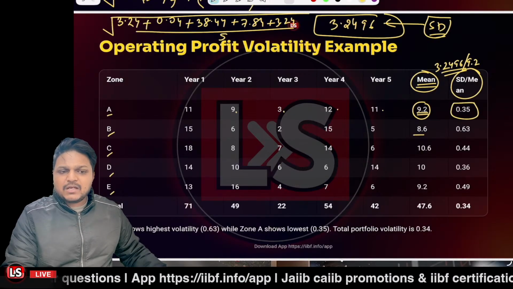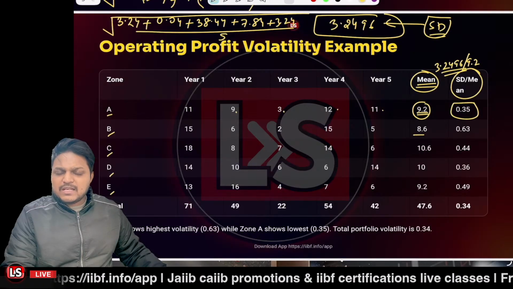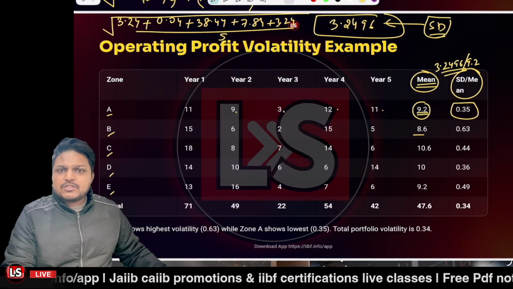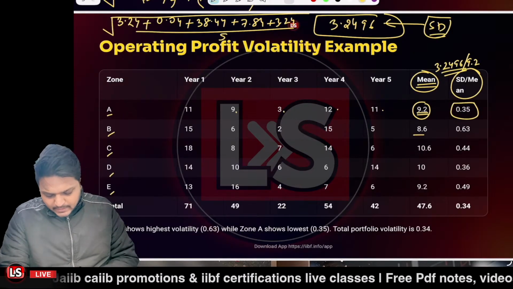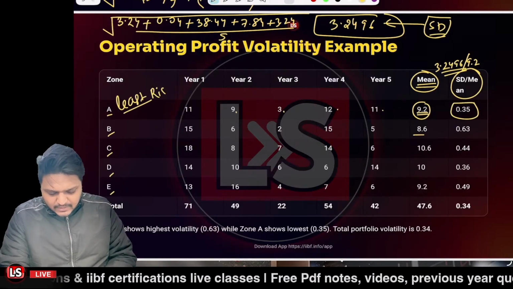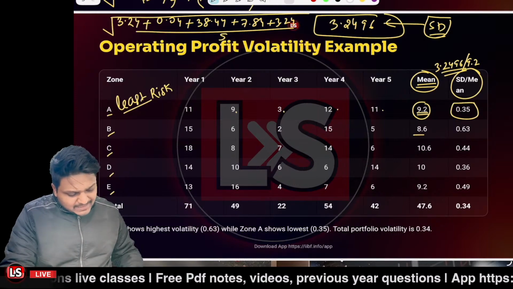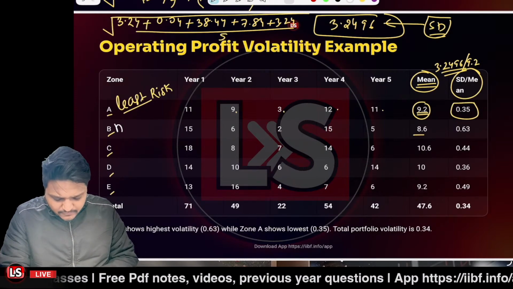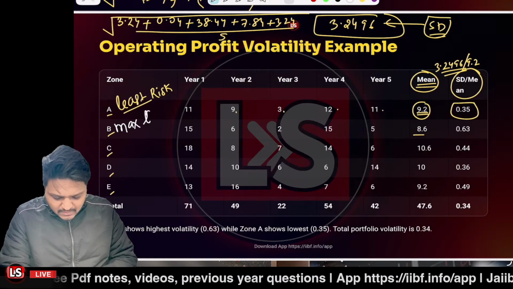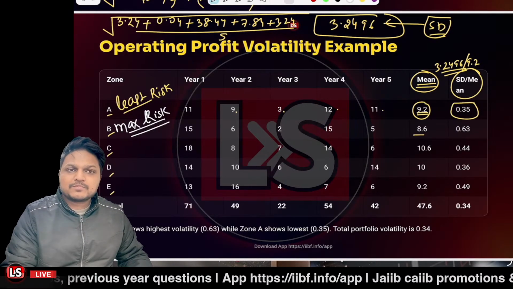So we are having the least risk in case of which zone? It is zone A where we are having the least risk, and we are having the maximum risk in case of which zone? We are having the maximum risk in case of zone B.